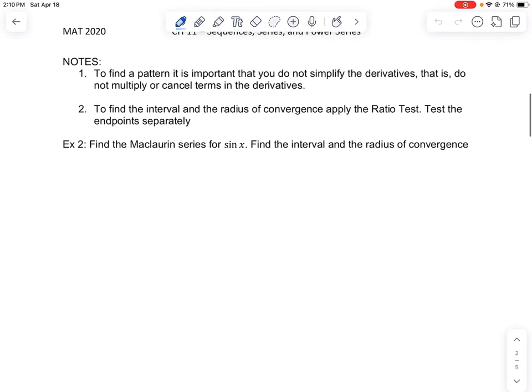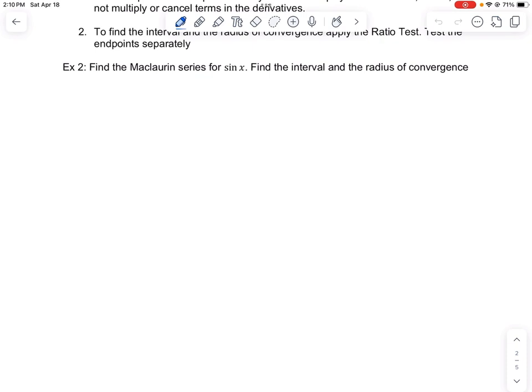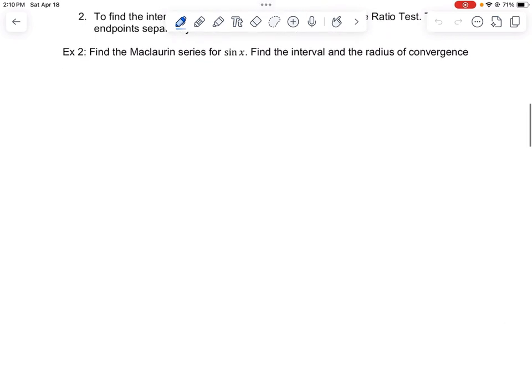Okay, so let's look at this example. It says find the Maclaurin series for sine of x. Now when it says find the Maclaurin series for any function, you know that we are doing it at a equal to 0. So we are finding the Maclaurin series at x equal to 0. So first I write the function.